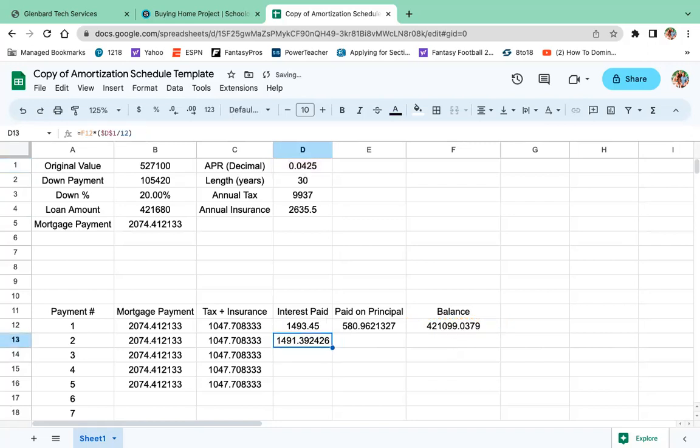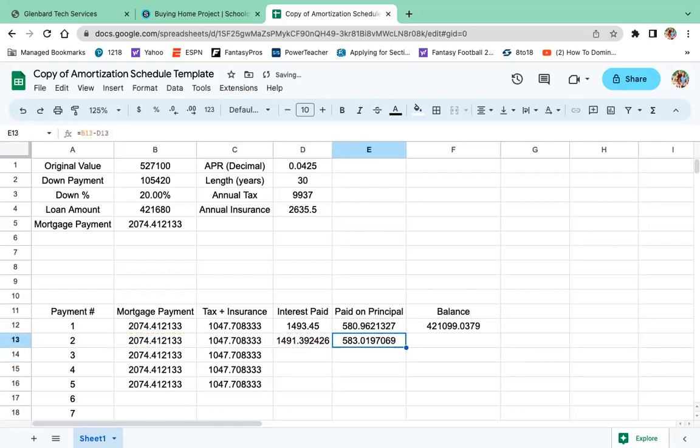Okay. So you see, we spent a little bit less on interest this month because our balance was a little bit lower. Okay. Paid on principal. Again, it's just going to be a little bit different where we call from. This is going to be our balance. Or sorry, B13. Where am I getting B13 from? Oh, right here. Okay. Oh, duh. Sorry. This is going to be our mortgage payment minus our interest paid.